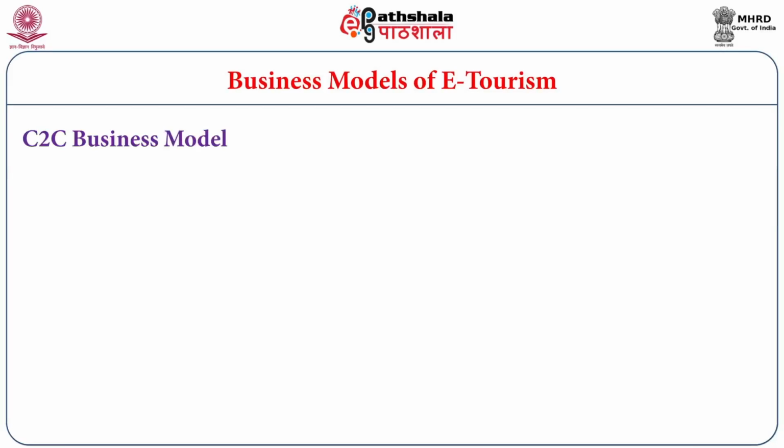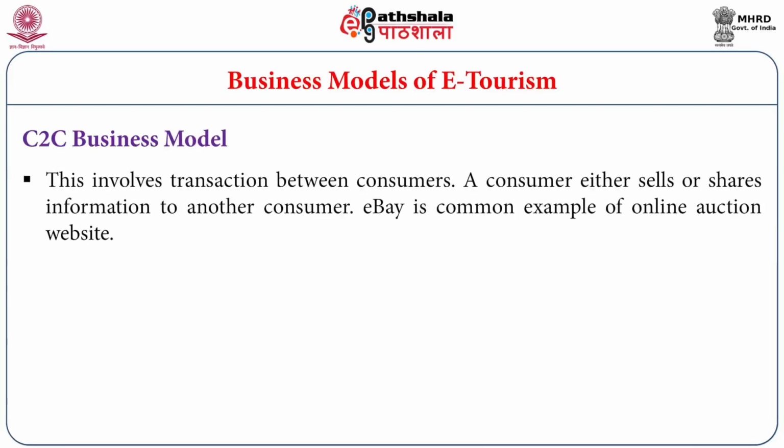The third model is C2C business model, which is consumer to consumer model. This involves transaction between the consumers. All the parties involved here are consumers. There is no business organization involved in this particular business model. A consumer either sells or shares information to another consumer. eBay is a common example of online auction website where a consumer can place their own goods and services and another consumer can buy the same. The recent example is OLX, which is very popular in India.